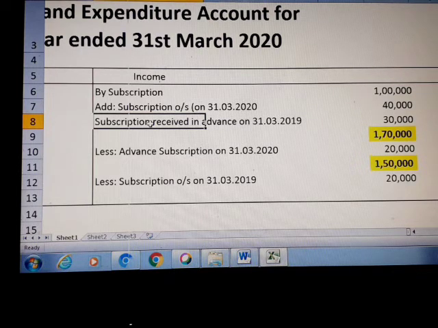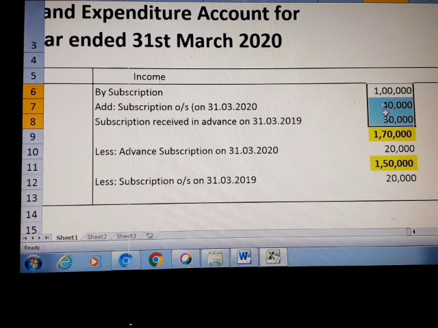However, if in the question it is given like advance subscription and it is given with the date as 31st of March 2019, then that advance subscription will be coming into use for the current year 1920. So we need to add them up. Able to understand? So when I add all these three, 1 lakh the actual subscription received, with that the current year outstanding and the advance which I received in the previous year for the current year, I'll get 1,70,000.